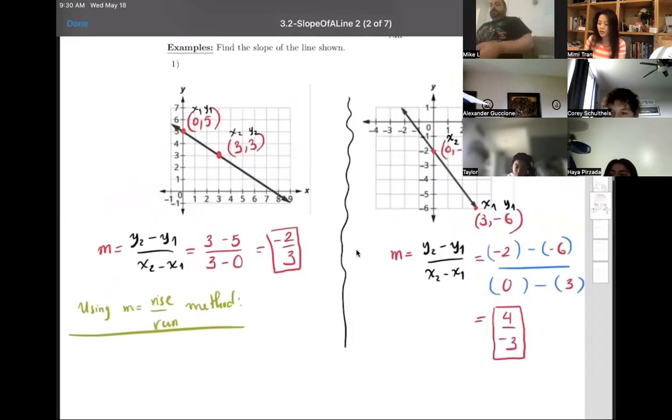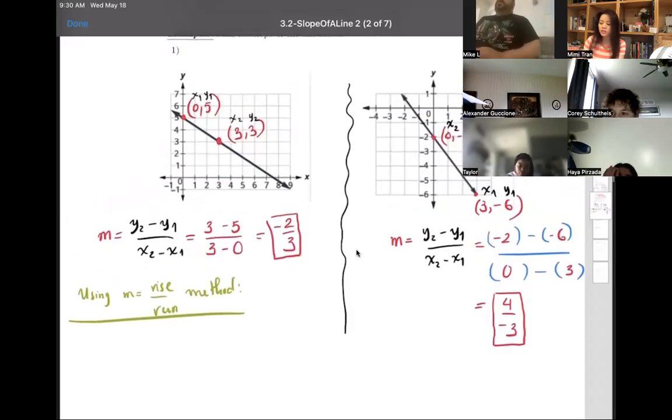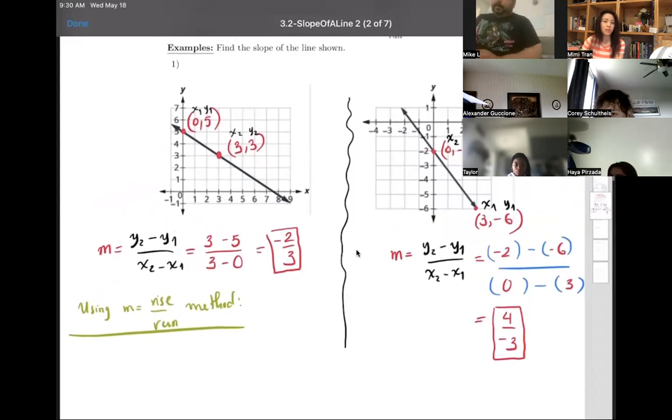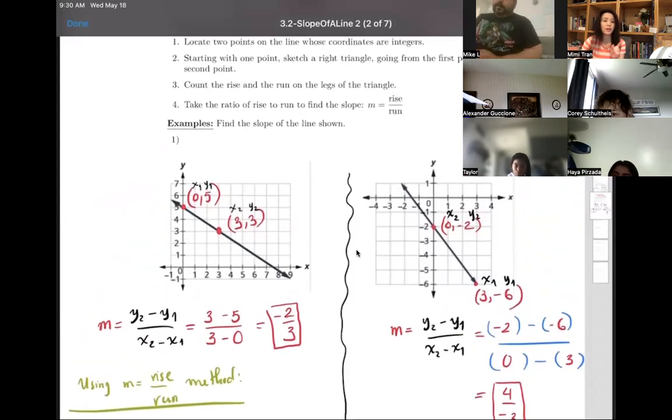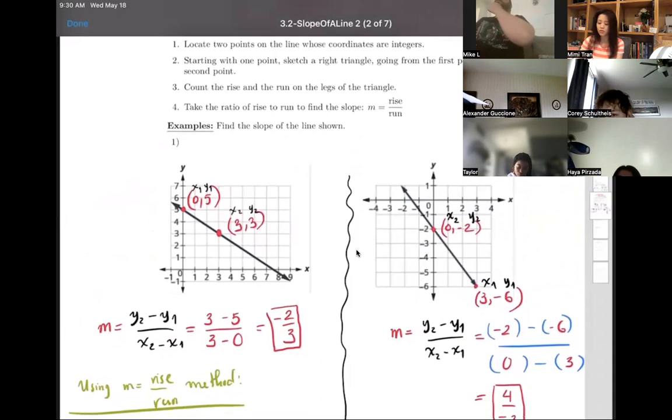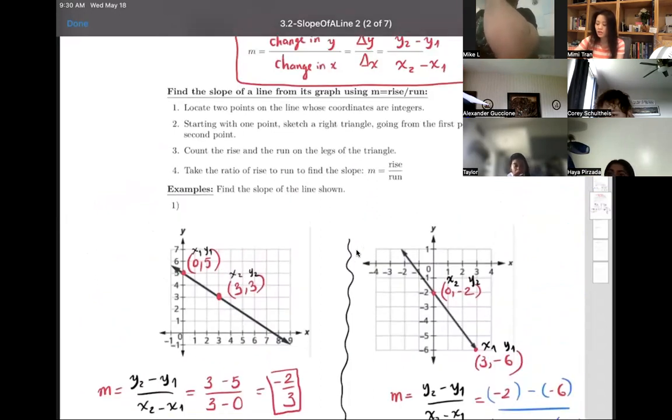Rise over run method. So I got 2.0 again. Same thing. You're going to pick two integer points, and please do pick integer points. It makes it much easier for you. And then the second step, you're going to start with 1 point on this line right here. Sketch a right triangle, going from the first point to the second point. Count the rise and the run on the legs of the triangle.